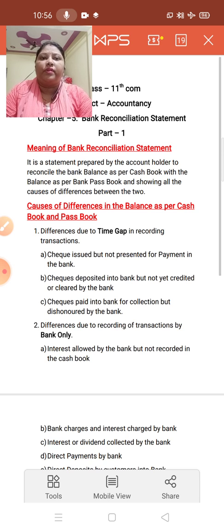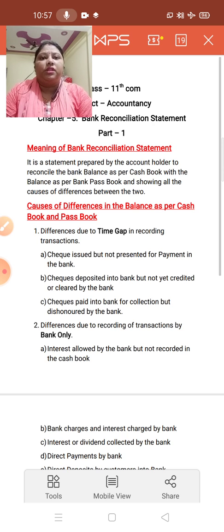In previous videos you learned about the accounting equation, journal entries, and recording of transactions first, in which you learned how to make the cash book, single column, double column, petty cash book and other subsidiary books. Now today we are going to start our Chapter 5, Bank Reconciliation Statement, in which you will study the bank statement or passbook or cash book.